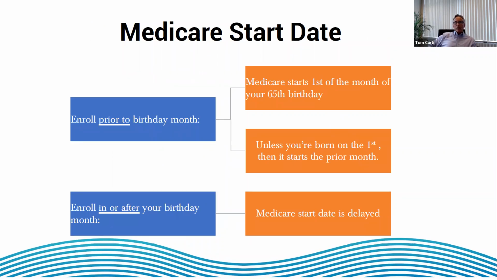As a practical matter, when you go to enroll for Medicare, you're going to put in the enrollment date you want to start. Typically, it's going to be the month of your birth date. If your birth date is on the 1st, then it's going to be the prior month. And if you delay the decision, then Medicare will start on a delayed basis.